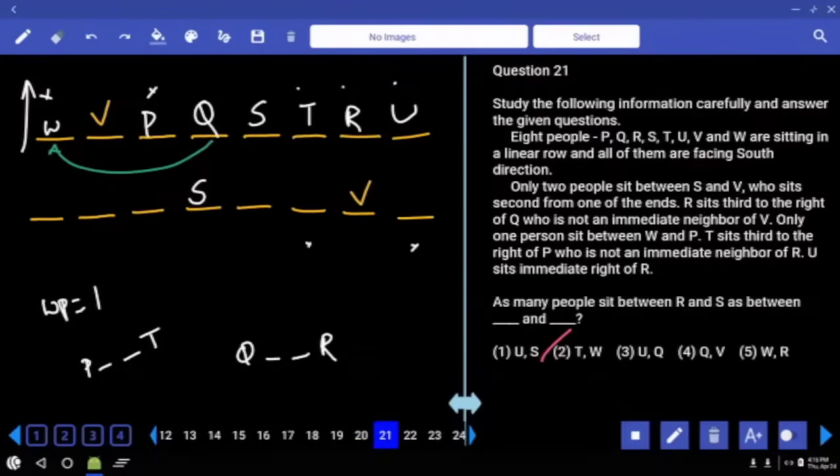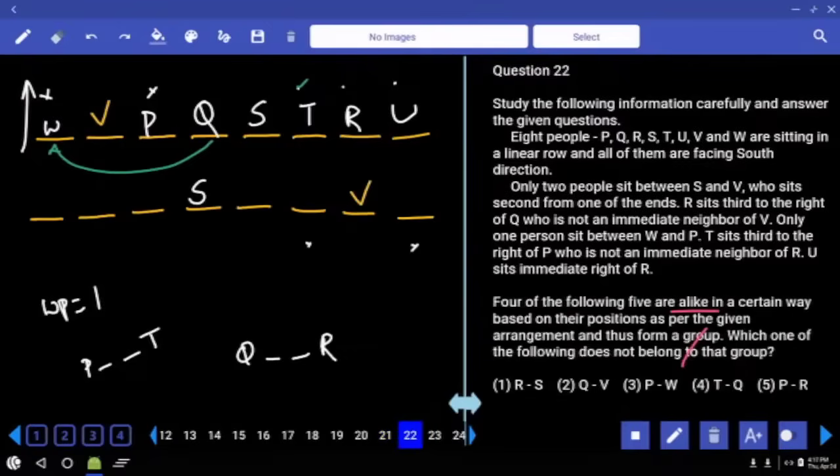Question 21, as many between R and S. 1 person. And same as U and S, no. T and W, no. U and Q, no. Q and V, yes, 1 person, choice 4.